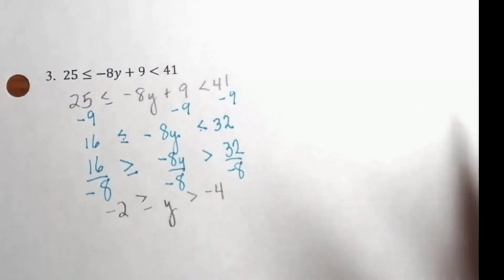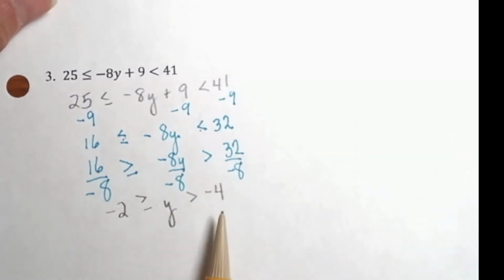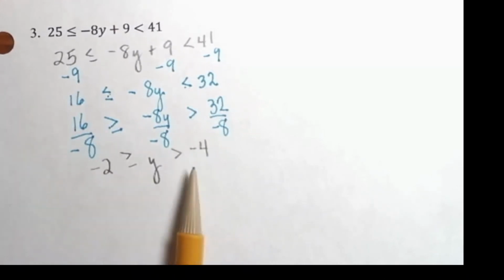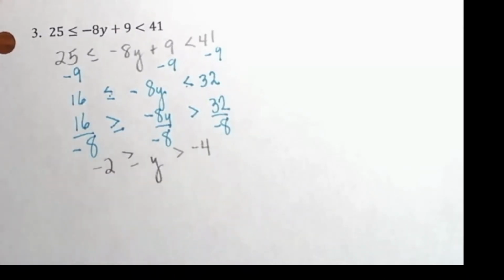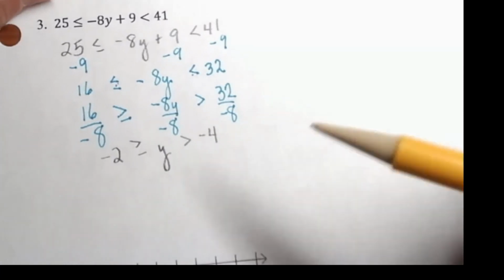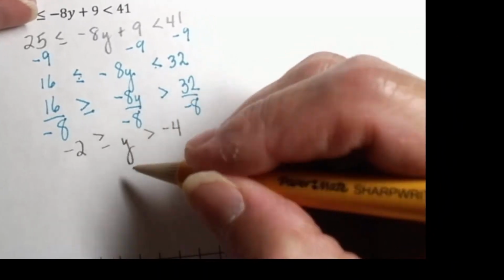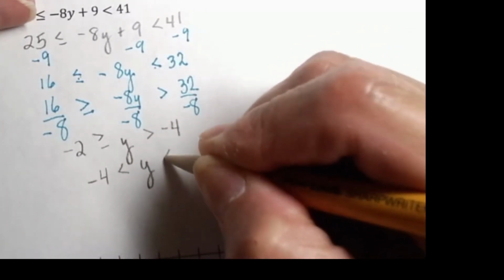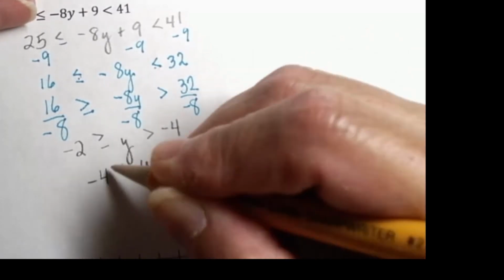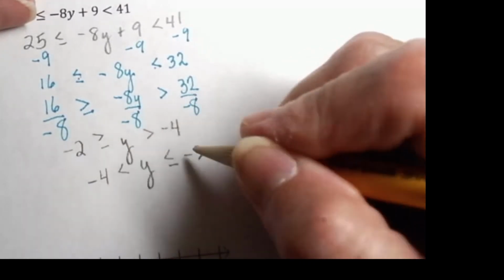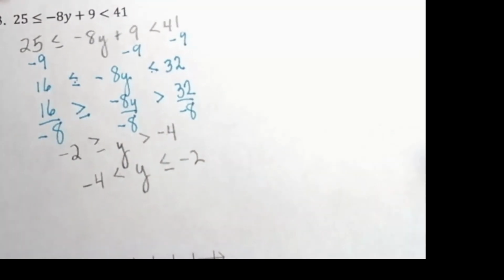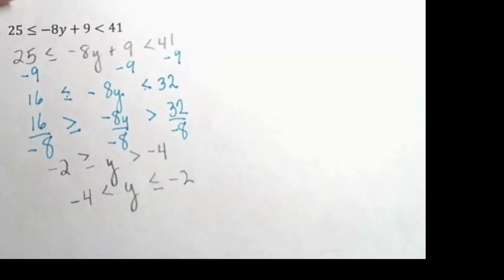Now, the way that this is written, notice that our smaller number, negative 4, is on the right, and our larger boundary point is on the left. Personally, I don't like that because then it doesn't match my inequality, doesn't match my graph. So we can rewrite this inequality by just switching the places. Okay, so notice what I did. I put the negative 4 here on the left and the negative 2 on the right, but then I had to switch the symbols around so that we have an equivalent inequality.